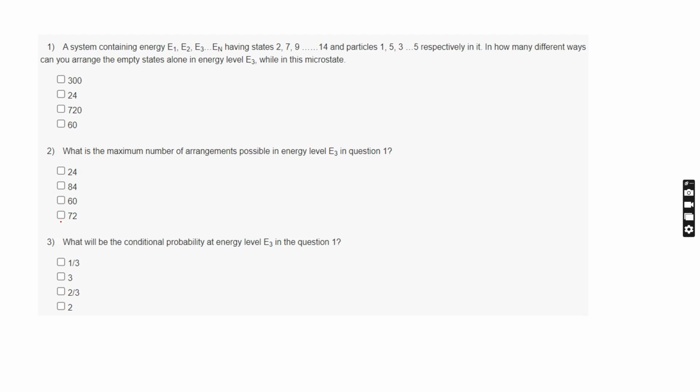Now here we will discuss some problems which are related to the week 6 class. So here the question is, a system contains energy levels E1, E2, E3 etc. having the states 2, 7, 9 up to 14 and particles 1, 5, 3 etc. 5 respectively in it. So how many different ways can the empty states be arranged in the energy level E3 in the microstate case? Here we have to discuss the arrangement of states, and that we have already discussed in the last class. You will get the answer. 720 will be the value of it.